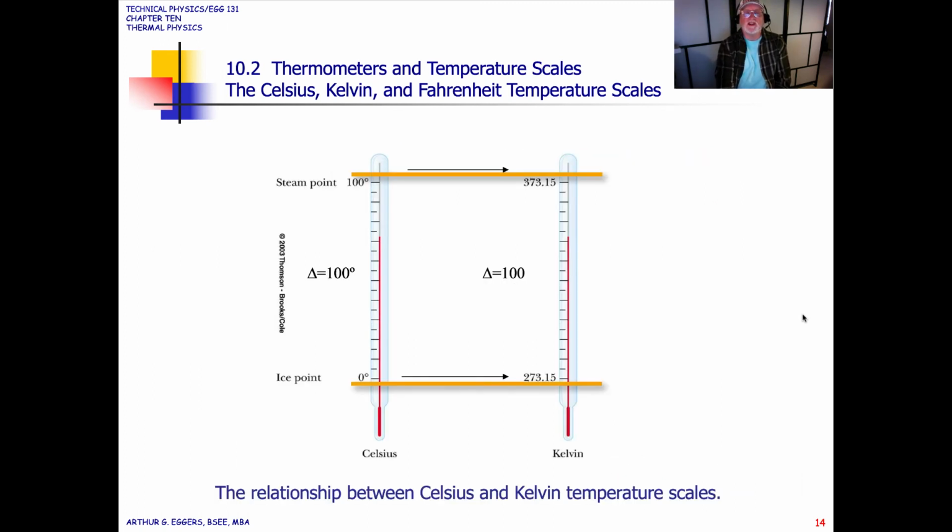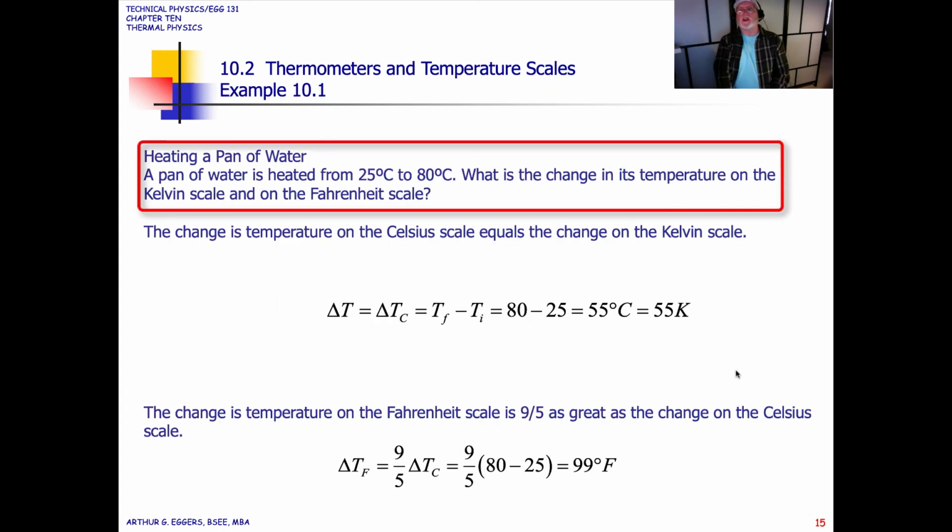So the relationship then between Celsius and Kelvin is a little easier because that 273 point that we saw in the previous graph relates exactly to the freezing point, the ice point. And it has the same change of 100 in its scale. So it goes from 273.15 to 373.15. Let's look at an example.